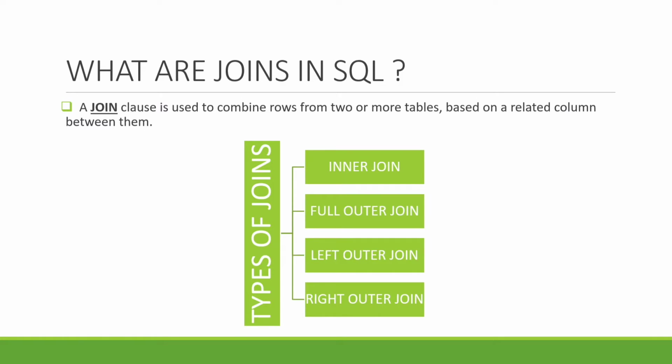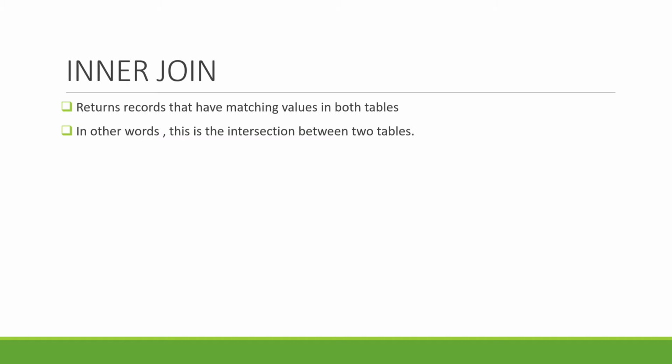If I talk about the types of joins, there are actually four types of joins: inner join, full outer join, left outer join, and right outer join. Let's talk about each one of them. The first one is the inner join. The inner join returns records that have matching values in both the tables, right?